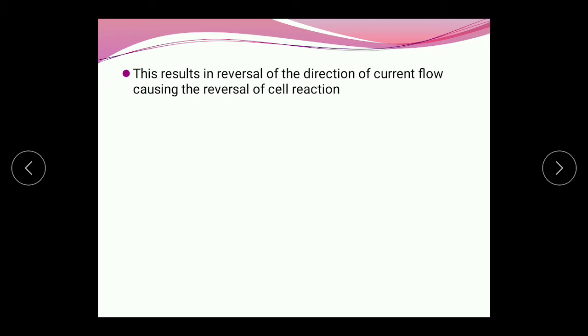This results in a reversal of the direction of current flow, causing the reversal of cell reaction. And when we apply the potential, what happens? The direction of current flow reverses because of the reversal of cell reaction. Understood? We will take an example afterwards. We are going to see in detail about the secondary voltaic cells as well as primary voltaic cells. Just now understand that we can recharge secondary voltaic cells by applying potential.